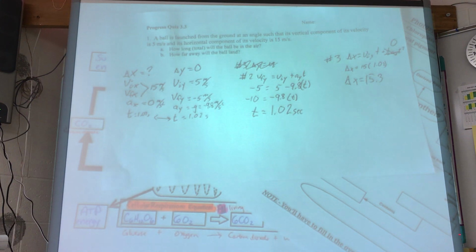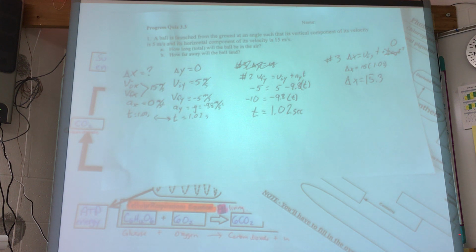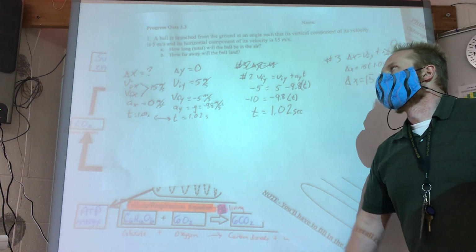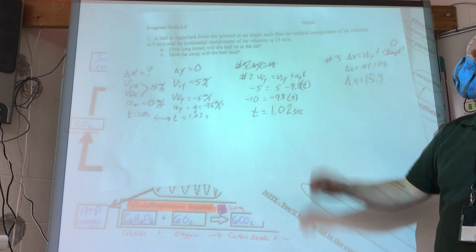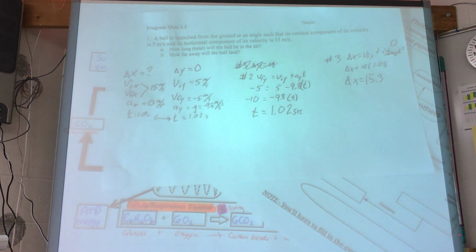All right, let's take a minute or two to go through Progress Quiz 3.3, which is linked via Canvas right above this video if you're joining us on YouTube. Progress Quiz 3.3: a ball is launched from the ground at an angle such that its vertical component of velocity is 5 and its horizontal component of velocity is 15.